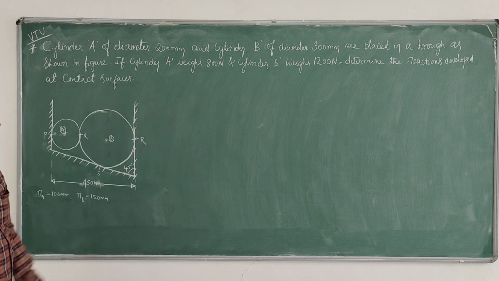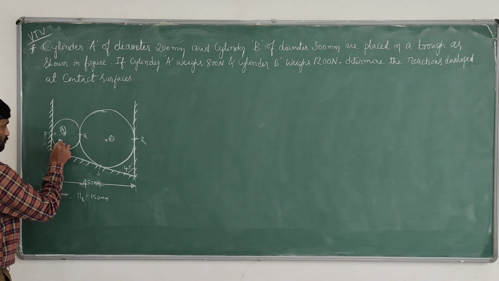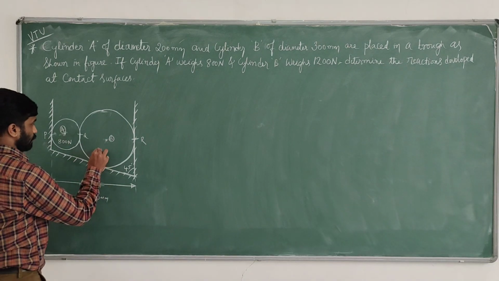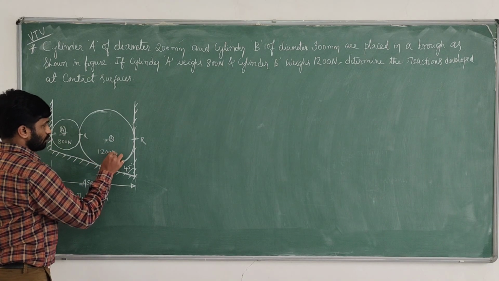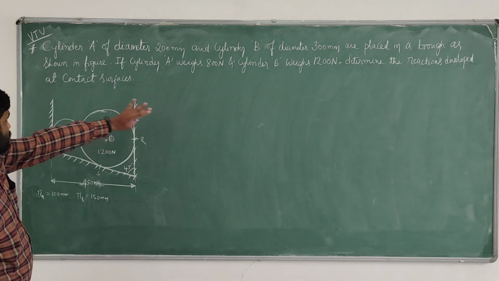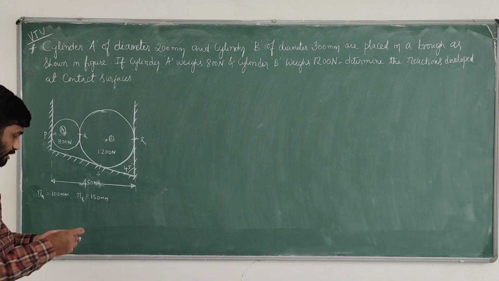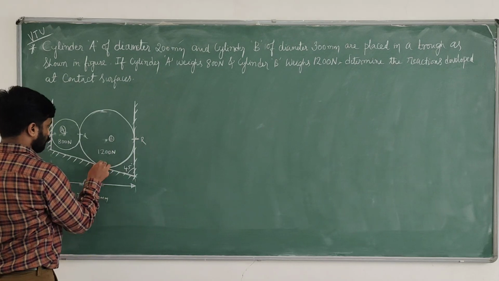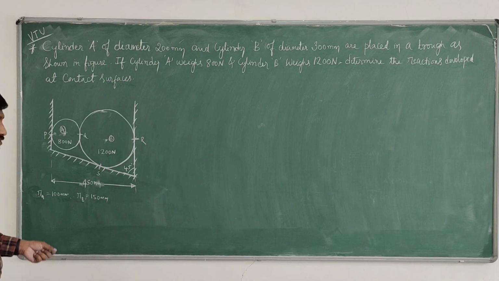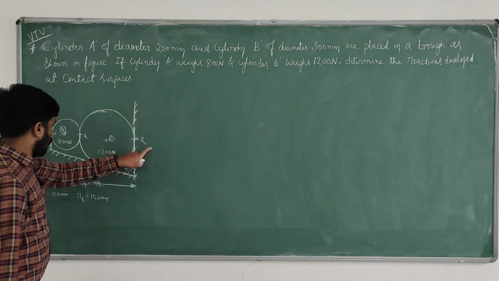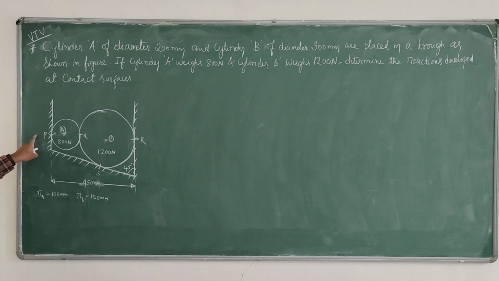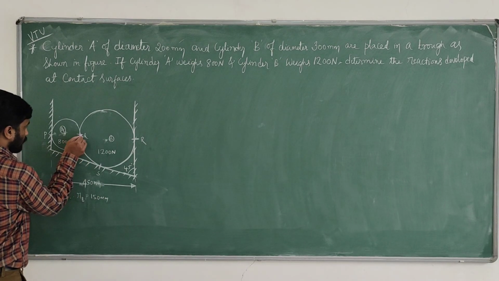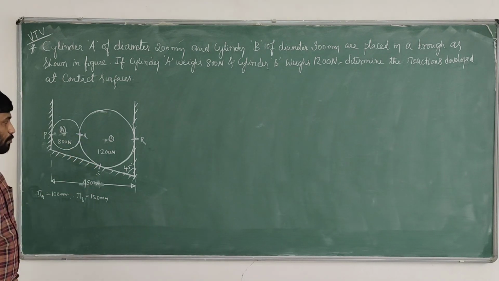Cylinder A weighs 800 Newton and cylinder B weighs 1200 Newton. Determine the reactions at the contact surfaces. First identify how many contact surfaces there are: 1, 2, 3, 4. There are 4 contact surfaces. I am naming them P, Q, R, S. I have to determine the reactions RP, RQ, RR, RS.